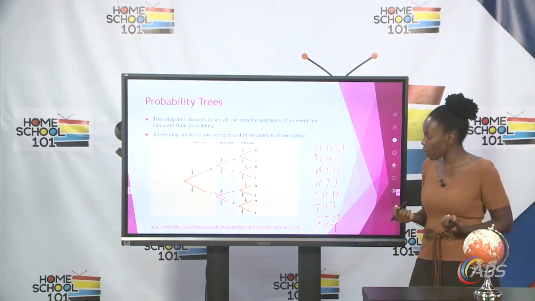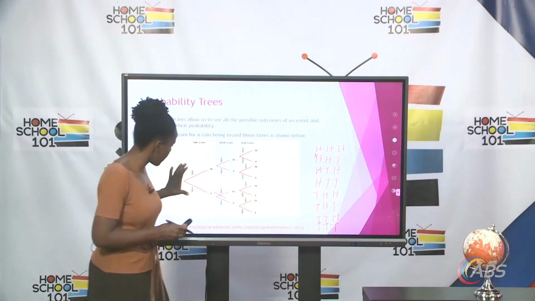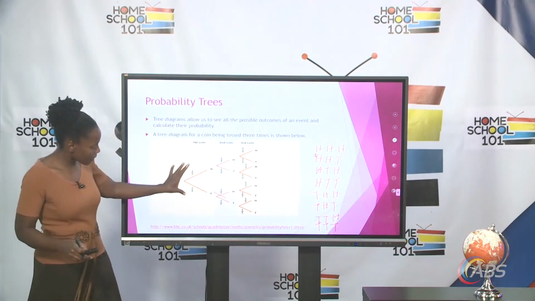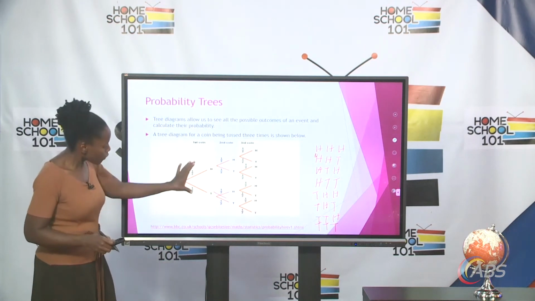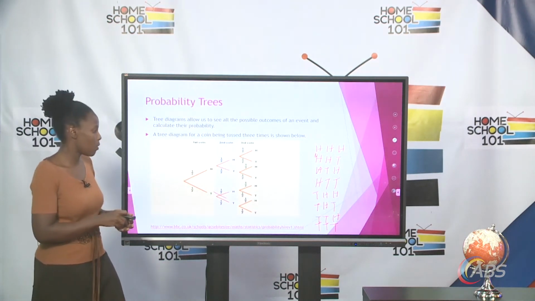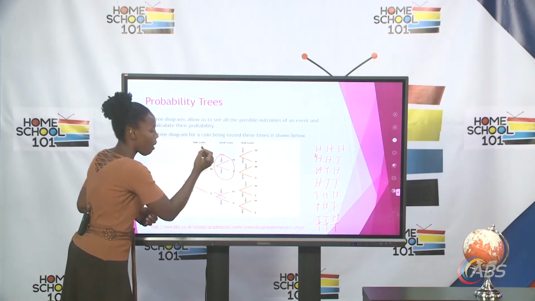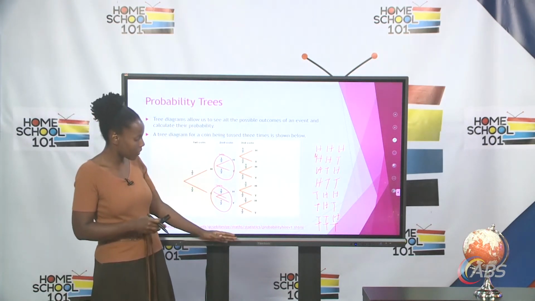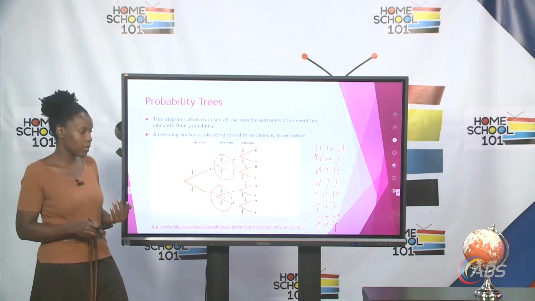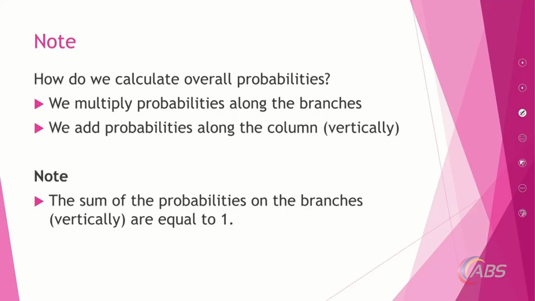A key thing to note, a key feature also, if we look at each branch, if we take the sum of the probabilities on each branch, that gives us a value of 1. So the probability here gives me a value of 1. The probability here also gives me a value of 1. If we take the probability along all the branches, you should get a probability of 1. Note, so it says to calculate overall probabilities as indicated, we multiply along the branches and we add vertically, and the sum must be equal to 1.